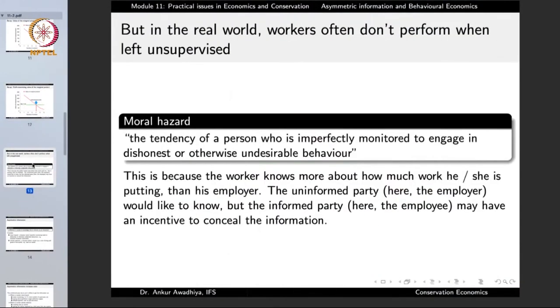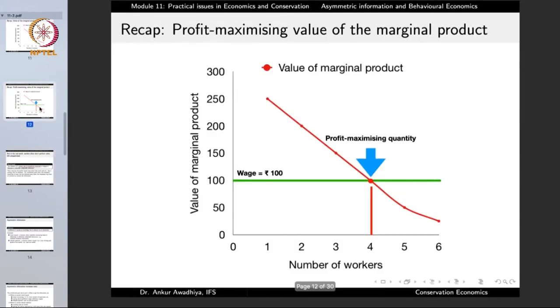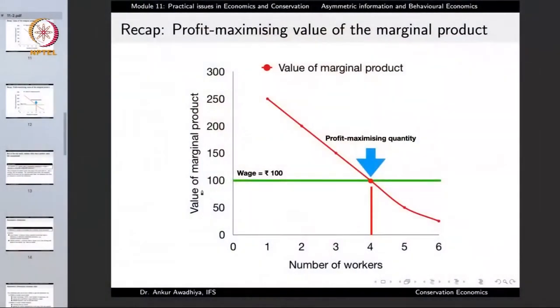So this is because of things such as moral hazard. Moral hazard is the tendency of a person who is imperfectly monitored to engage in dishonest or otherwise undesirable behavior. Now, when we were making these models, we never talked about monitoring. So this is something that we had left out throughout our understanding of economics, because we were taking people to be rational beings, we were taking everybody to be honest. But in the real world, things are a bit different. Sometimes things are very different because of things like moral hazard.